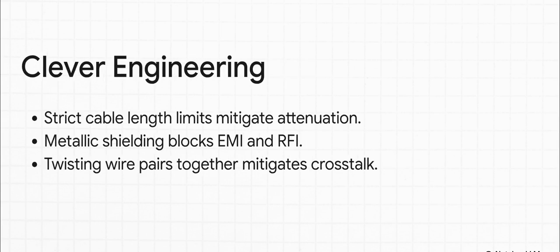And this is where the genius of network engineering really shines. To solve these problems, they came up with some incredibly clever solutions. They put strict limits on how long a cable can be to fight that signal fade. They added metallic shielding to literally block interference. And my favorite one, they started twisting pairs of wires together. It turns out the magnetic fields from the two wires actually cancel each other out, which is just a brilliant way to get rid of that crosstalk.